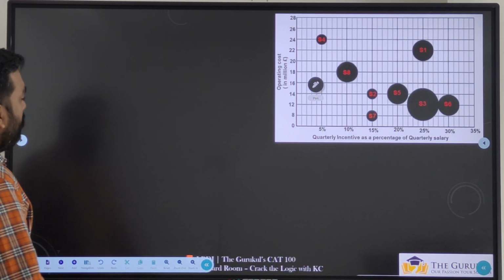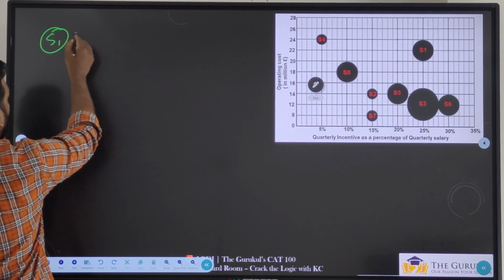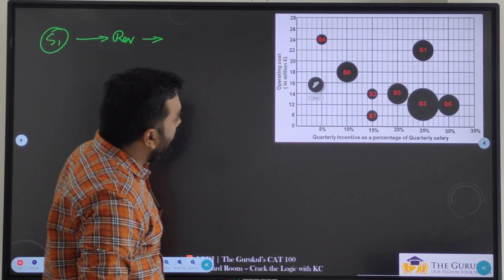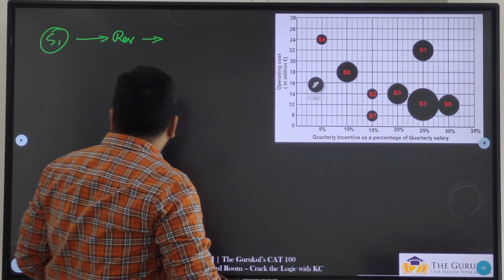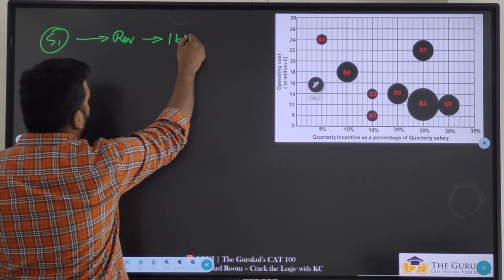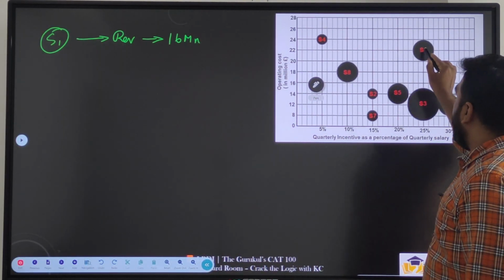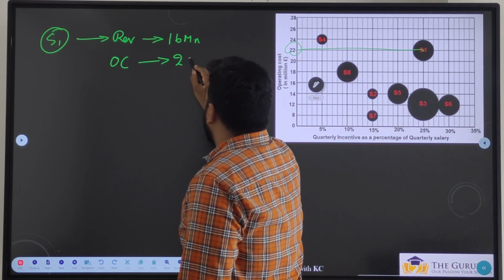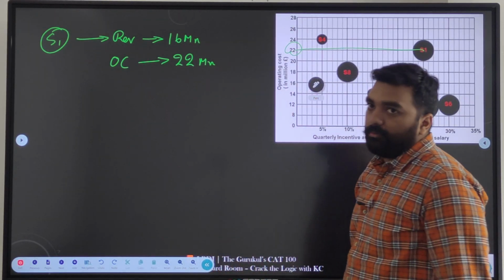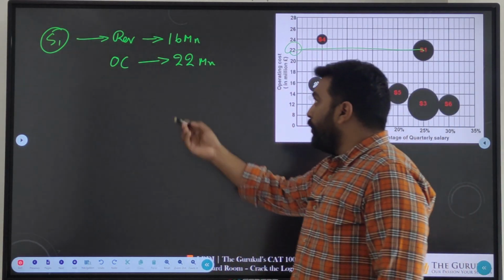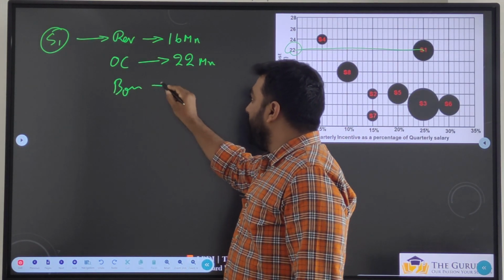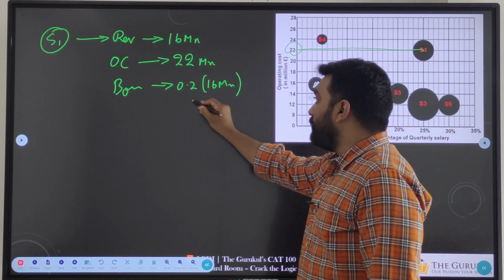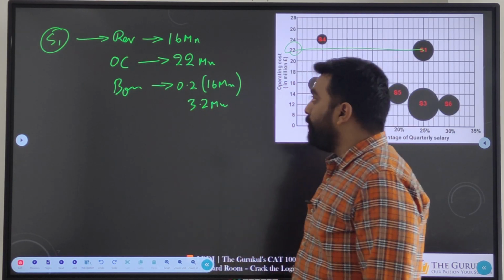Now what else we can do? Let us check for ship 1. What all we can calculate? I know revenue of ship 1 is equal to, ship 1 is this circle, that circle revenue is equal to 16 million rupees. For this S1, they gave operating cost is 22. So operating cost is 22 million rupees. Next, because the revenue is more than 10 million, bonus will be equal to 0.2 into 16 million. That will be equal to 3.2 million rupees is the bonus.